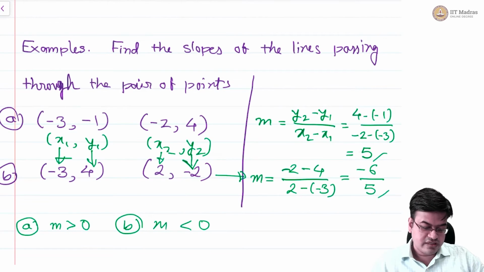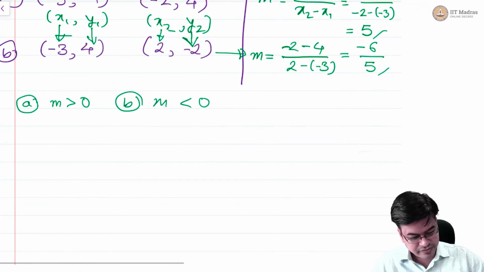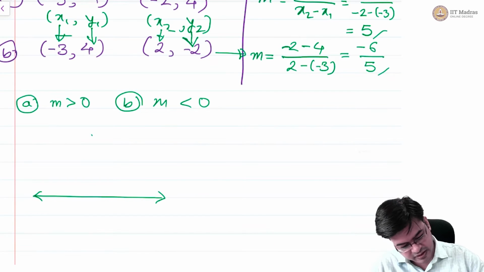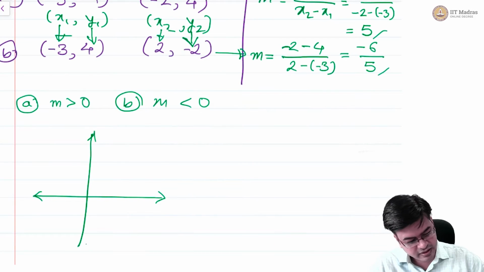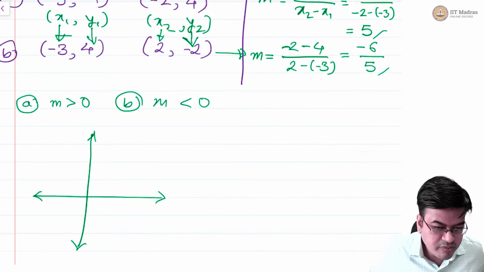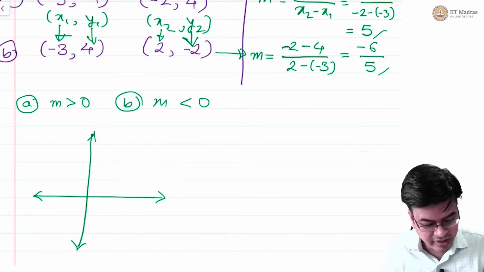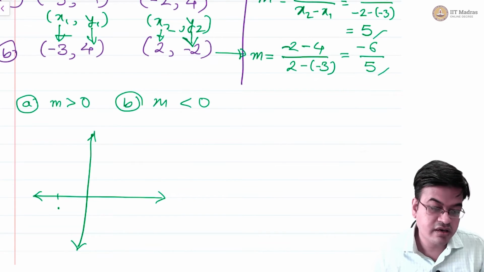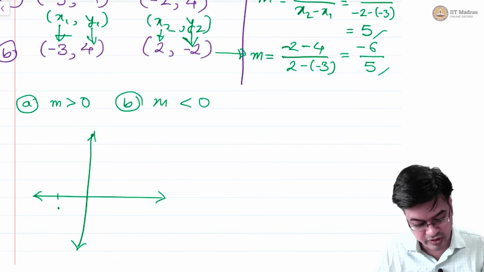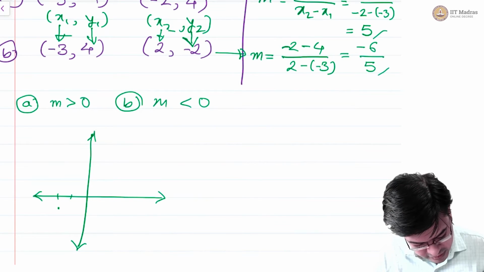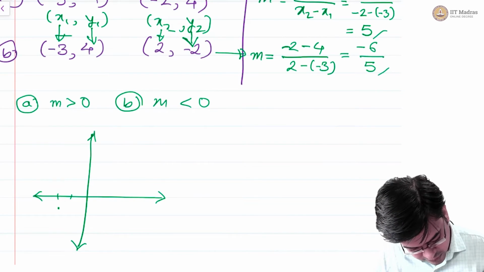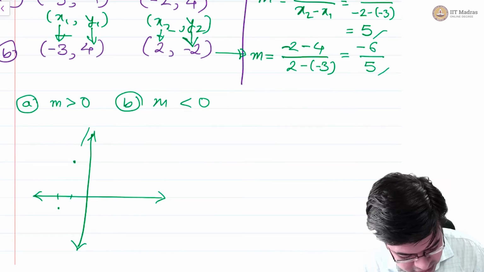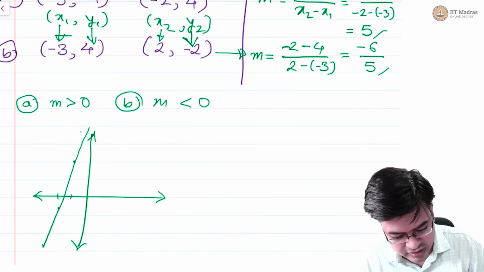Let us try to visualize the lines passing through these points. So in particular, let us take A, and the line is passing through the points -3, -1. So let me put -3 here, -1 here, and the other point is -2, 4. So it's -2, and you are going 4 steps ahead, so it will be this. And if I try to draw a line passing through these points, it will be somewhat like this.